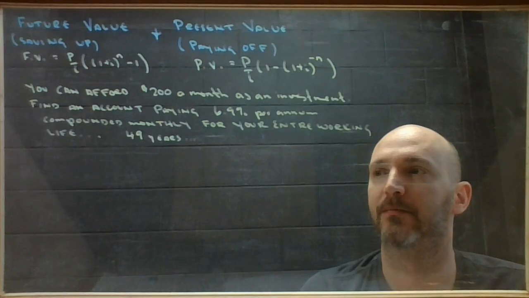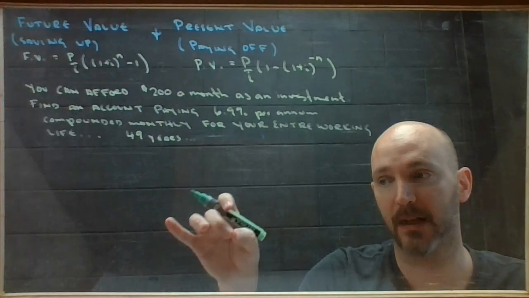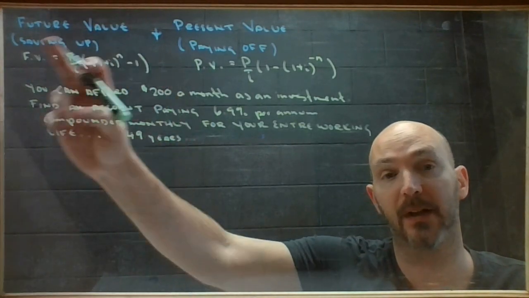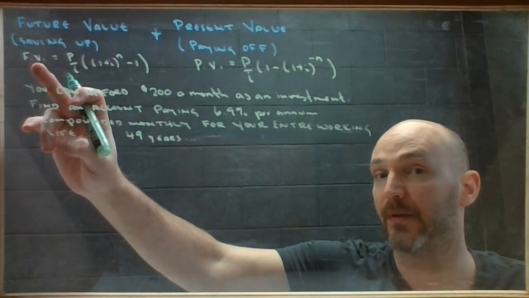Okay, so we're building up here because we're putting money into an account and letting it grow to a large number. So we're using a future value calculation because it's not worth a lot now, but it will be worth a lot in the future.